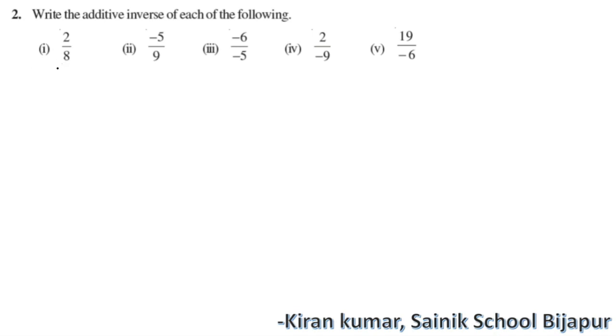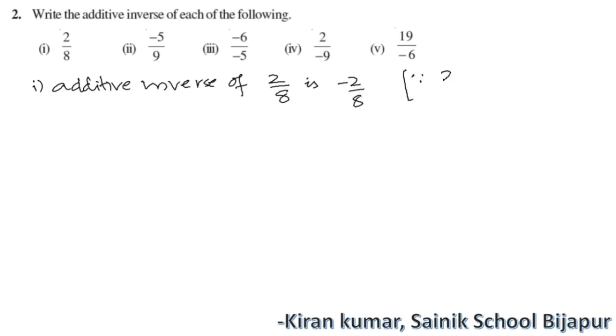2 by 8, the additive inverse of 2 by 8 is negative 2 by 8. We mention it here, additive inverse of 2 by 8 is negative 2 by 8. The reason is whenever we add 2 by 8 with negative 2 by 8, we get the sum as 0. You can see here the LCM is 8. The numerator will be 2 minus 2, which is 0. 0 by 8 is 0.